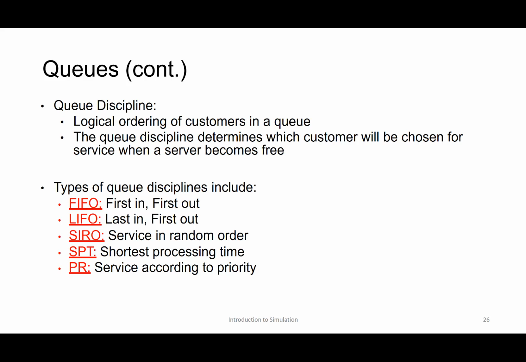FIFO is typically the most common that I have experienced in the professional world, but any of these could be the case. In fact, in some cases you might look and say, even though the first in might be the first out, we'd rather have the shortest processing time to reduce that bottleneck and get the queue down. You have to look at what your real-life simulation is going to be in order to truly understand the queuing discipline.